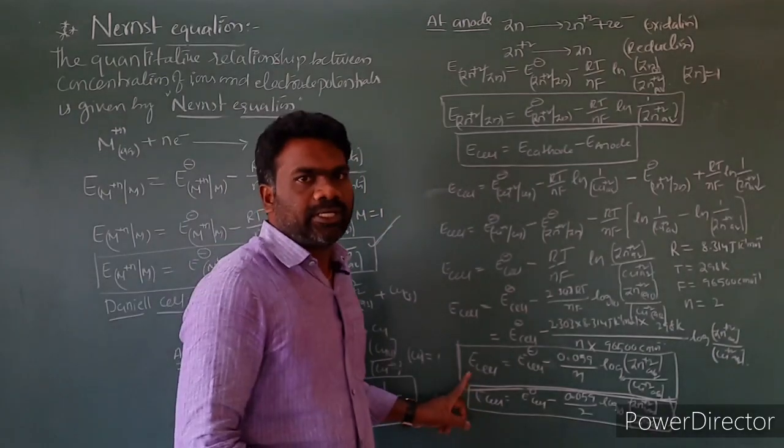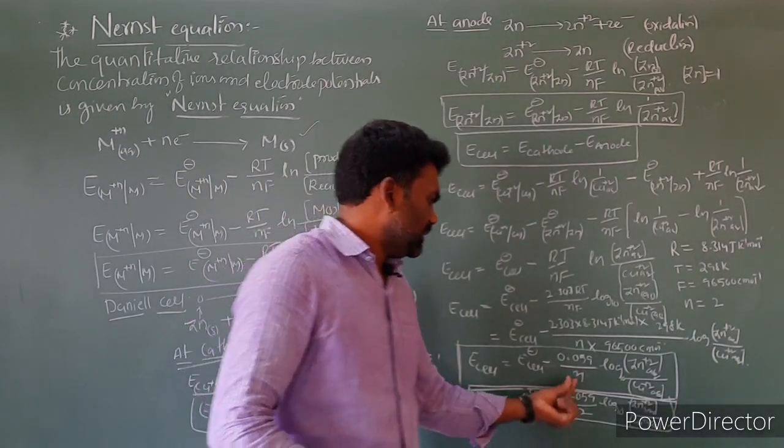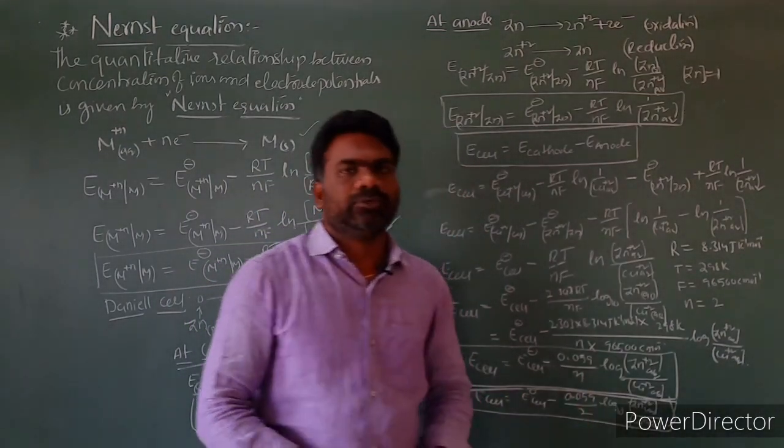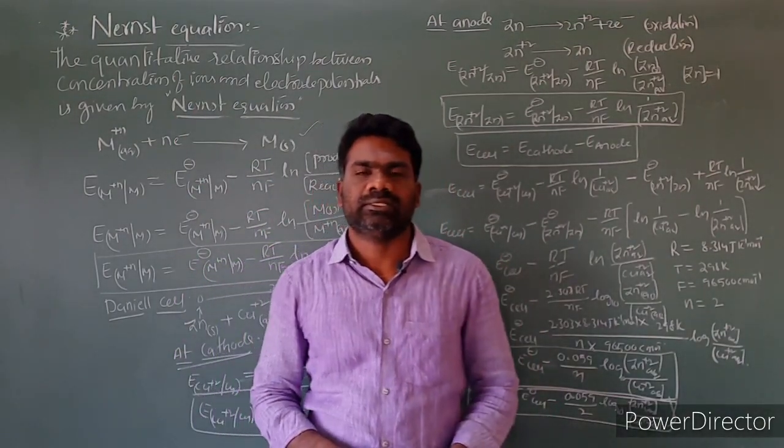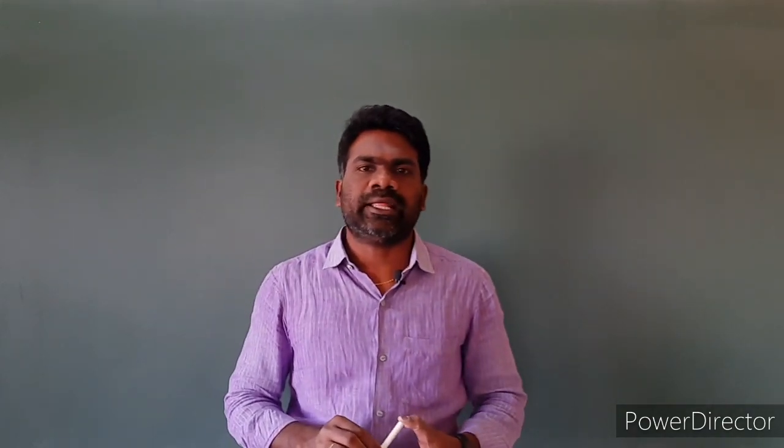These two equations are the same, but what is the difference here? Here the n value is substituted, n is equal to 2. So this is the Nernst equation for a Daniell cell. Next, let us discuss how to write a direct Nernst equation for a given cell reaction.